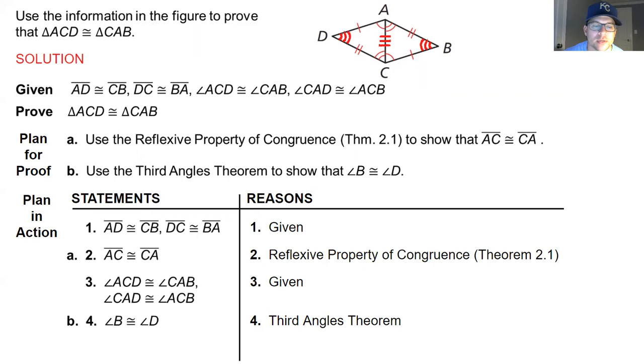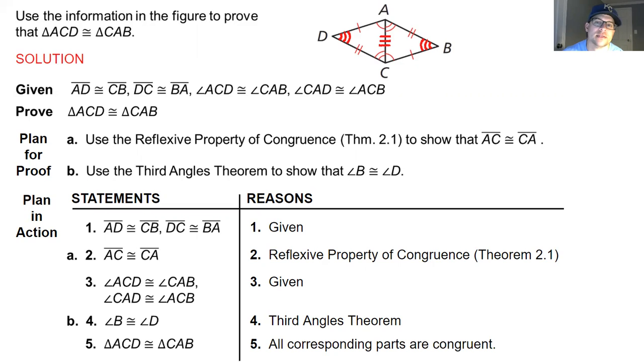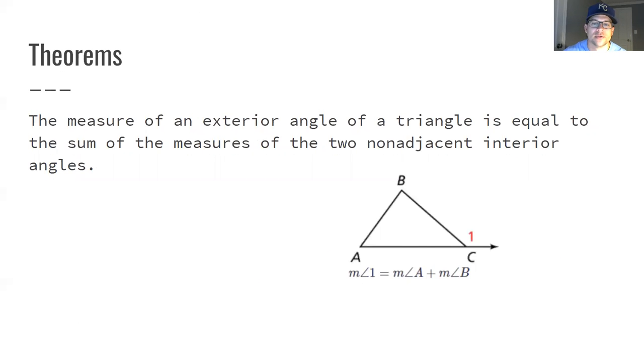You know that B is going to be congruent to D because of the third angle theorem. And then since you have all of your corresponding parts labeled out, all three sides are congruent, all three angles are congruent, then you can say that triangle ACD is congruent to a triangle CAB.